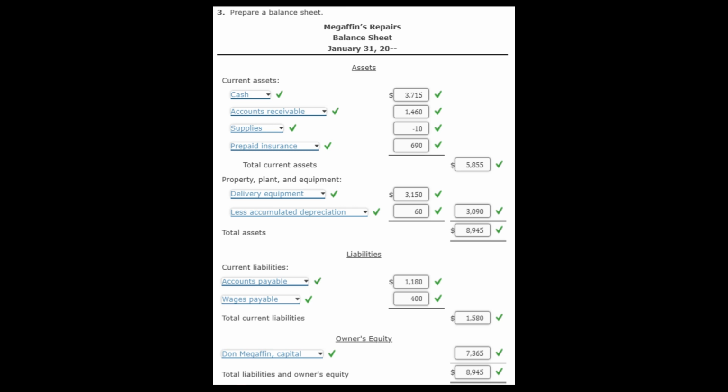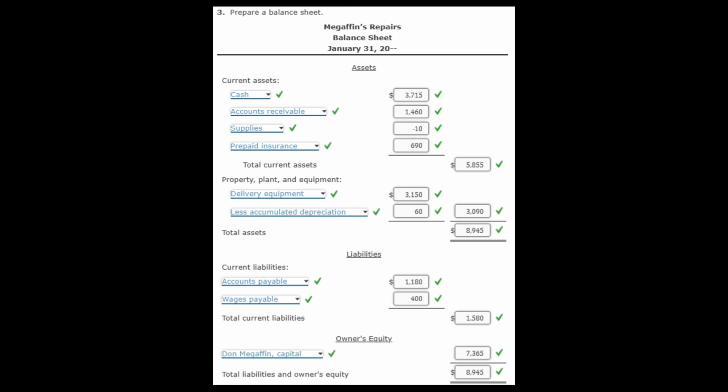Then I'm going to move to owner's equity. And where does that number come from? So it comes from the previous slide that we just did, the statement of owner's equity, that last number at the bottom. That's the number you're going to plug in here. So it won't be in the blue box. It'll be back in number 2 in that statement of owner's equity. That final number you calculate goes in the box here for the balance sheet.